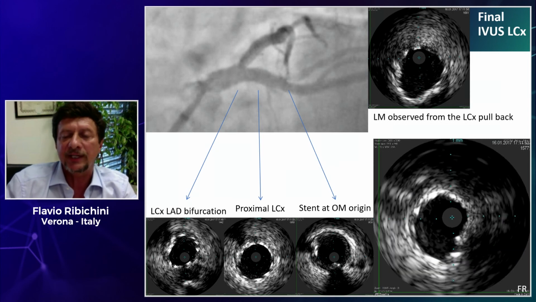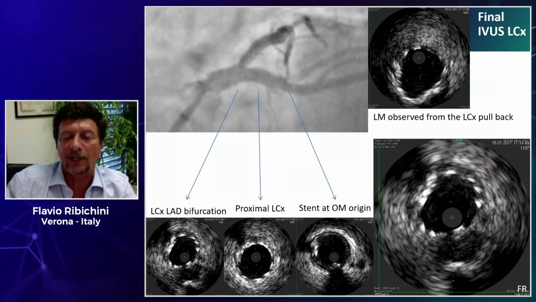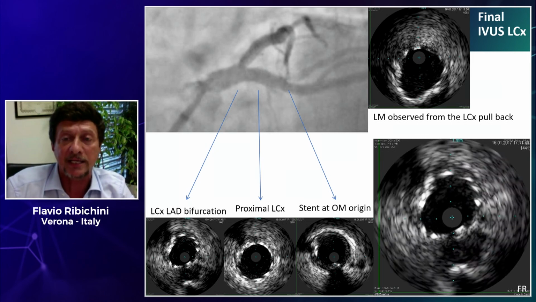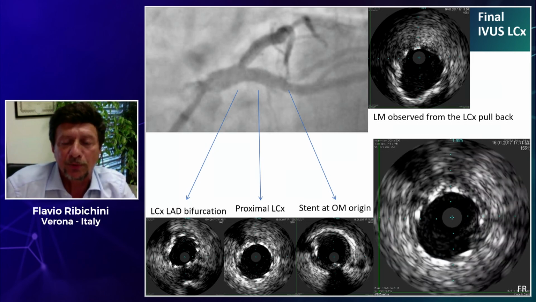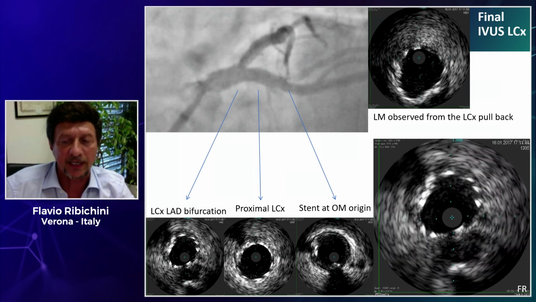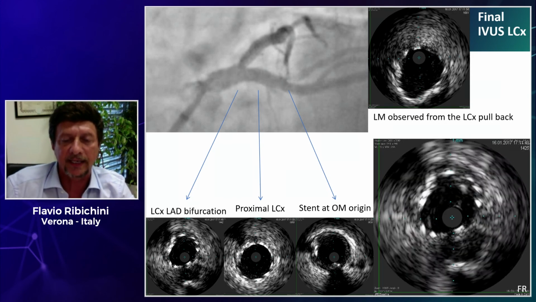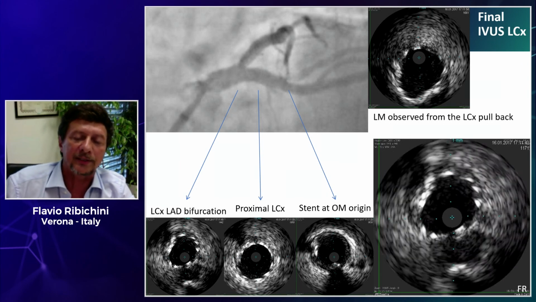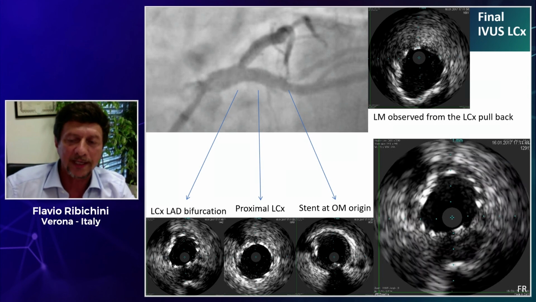It's nice to see that the origin of the oblique marginal is clean, as we predicted from the baseline IVUS, so we don't need to put 2 stents there. The distal part of the circ is clean. It's calcified, but it's clean. You see here the carina. You see the LAD and the circ, which is quite symmetric.